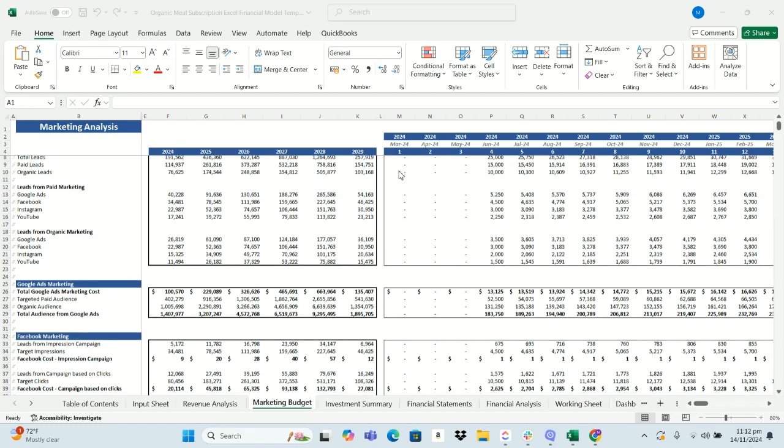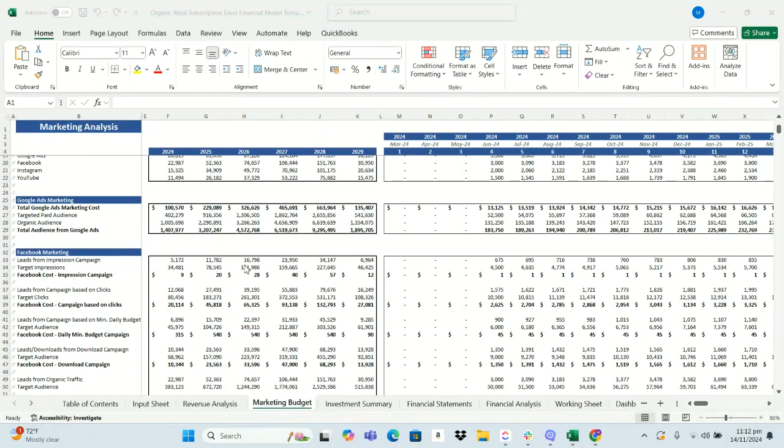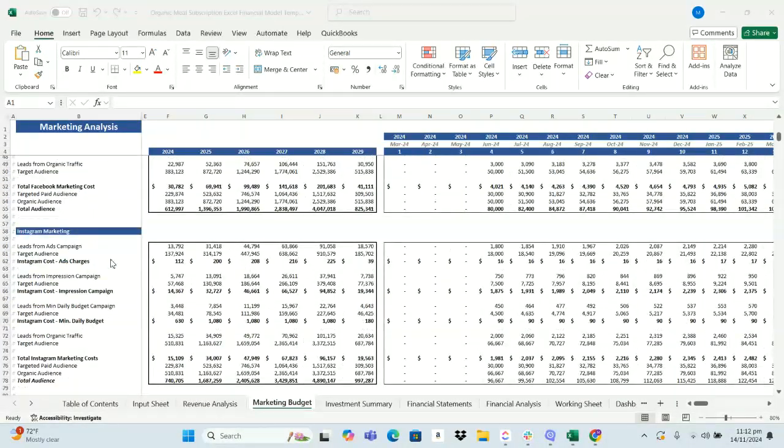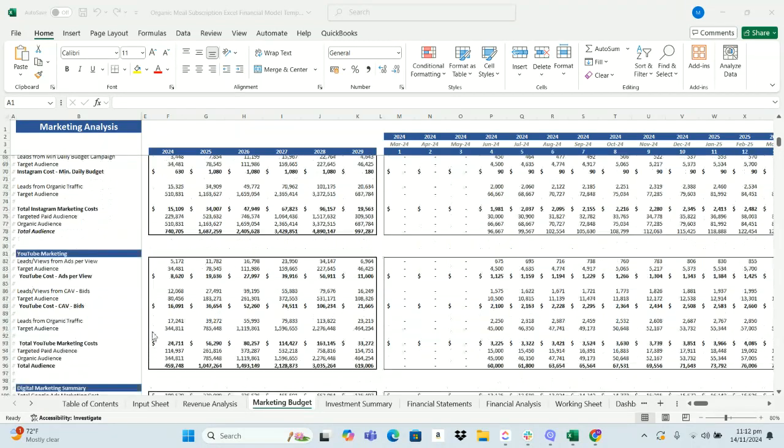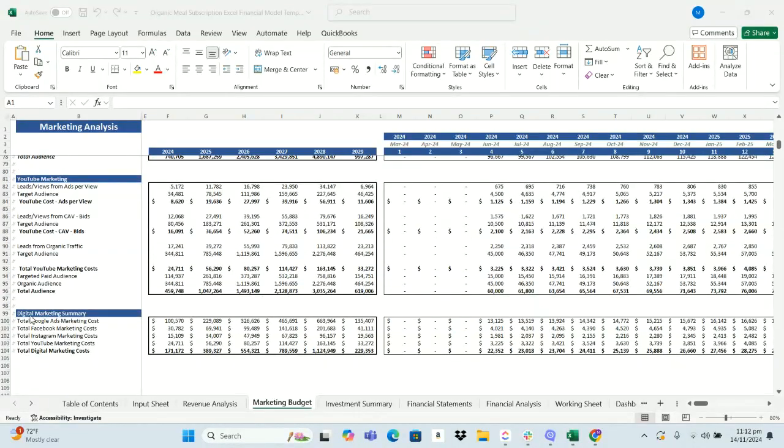We have lead segmentation, Google Ads marketing, Facebook marketing, Instagram marketing, YouTube marketing, and then we have calculated digital marketing summary, in which we calculated the total digital marketing cost.